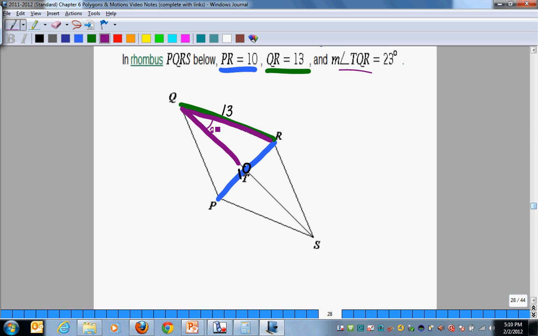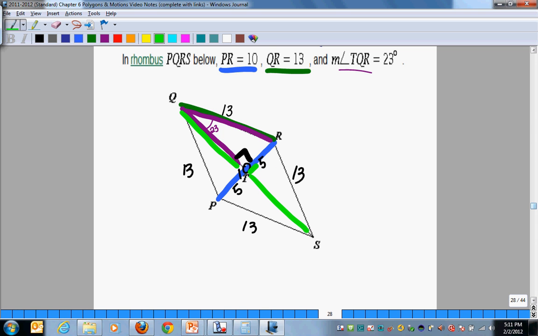We're going to try to find everything that we can find. Well, remember, the first and most important quality of a rhombus, which is different than a rectangle, is that we have a right angle on the inside here. We also know that all four sides are equal. So if this is 13, this is 13, 13, and 13. The diagonals cut each other in half, so PT is 5 and TR is 5. Obviously, we are missing this right here, QT and TS.